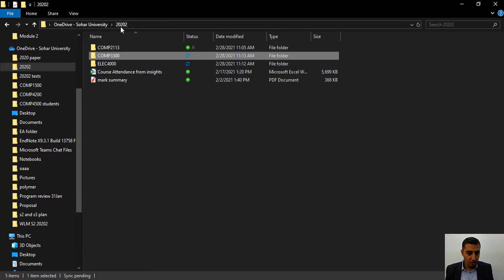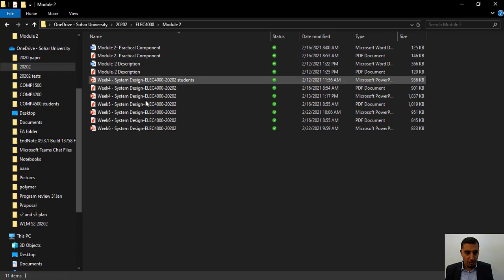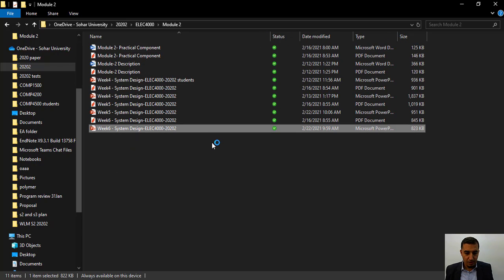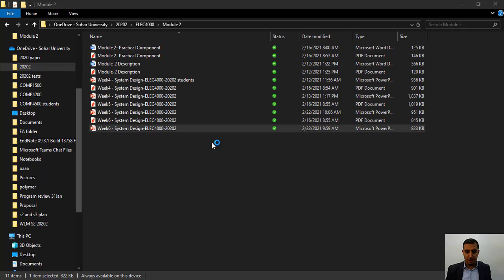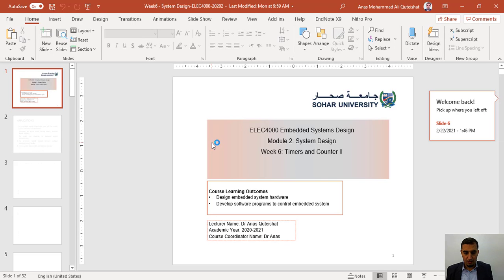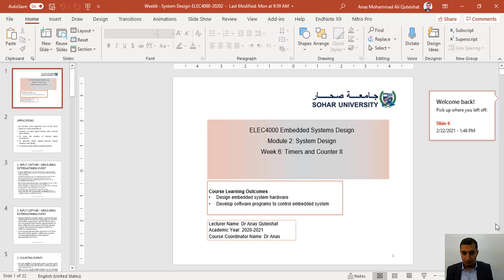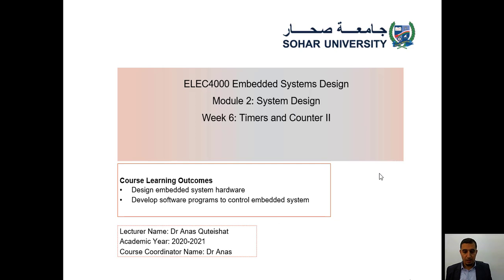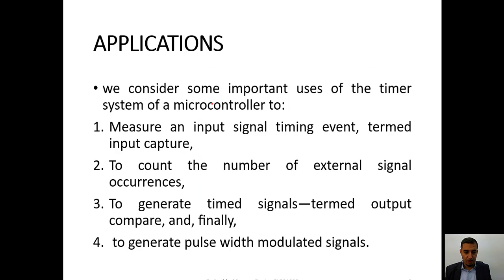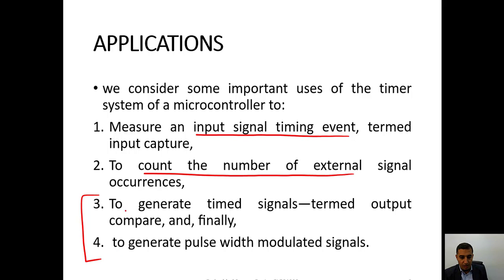Okay, so last time we were talking about timers and counters, and in particular we were discussing the applications of timers and counters. We said we are concerned with 4 different applications for timers and counters, which is the measurement of timing events, the count of external occurrences, and we stopped over here where we try to generate timing signals and to generate a pulse width modulated signal.